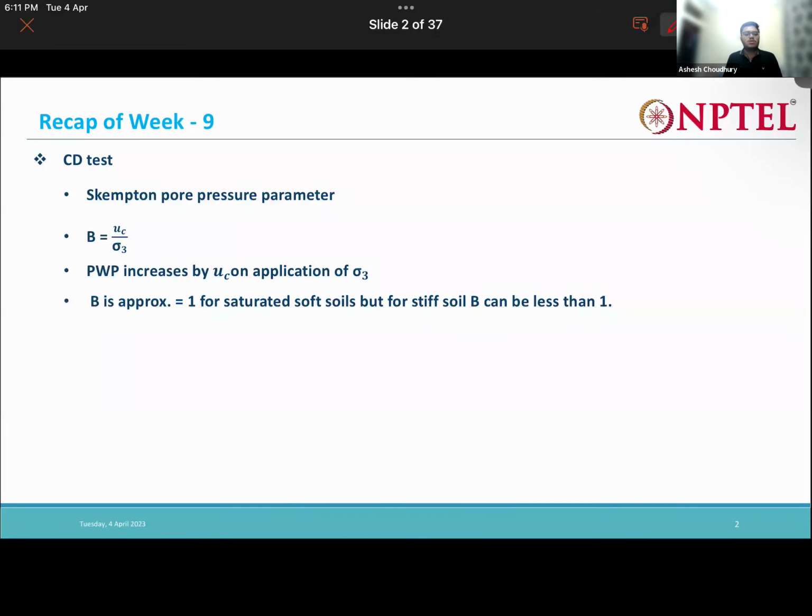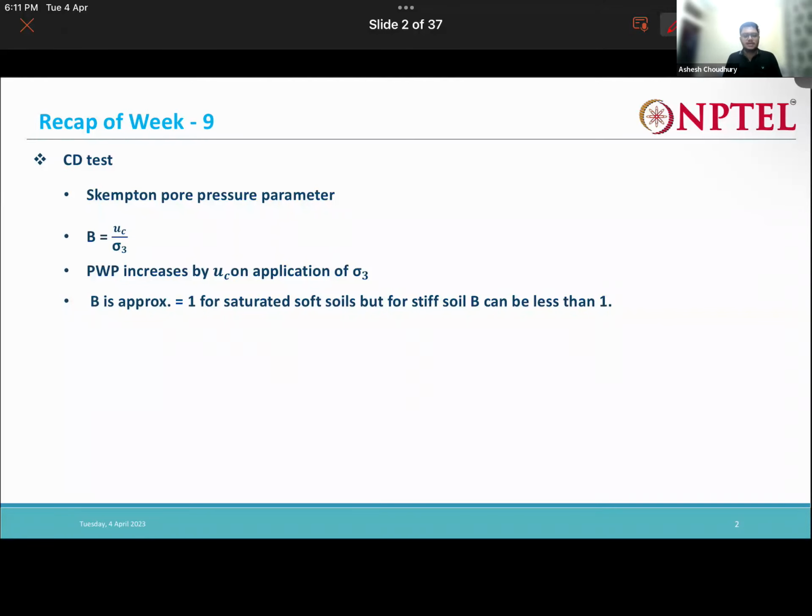If we don't have time, generally you can go for the CU test. In the CU test, as you know, you can obtain both the total stress and the effective stress parameters. But in the CD test, the pore water pressures will obviously be zero, because we are allowing drainage. So the results we get are nothing but the effective parameters. So from the CD test, we get the effective stress parameters.